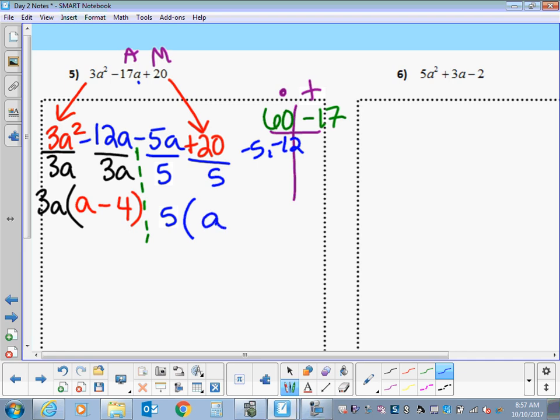And what's 20 divided by 5? Plus 4, right? Do I have matching parentheses? No, so let's go back up, something's wrong.